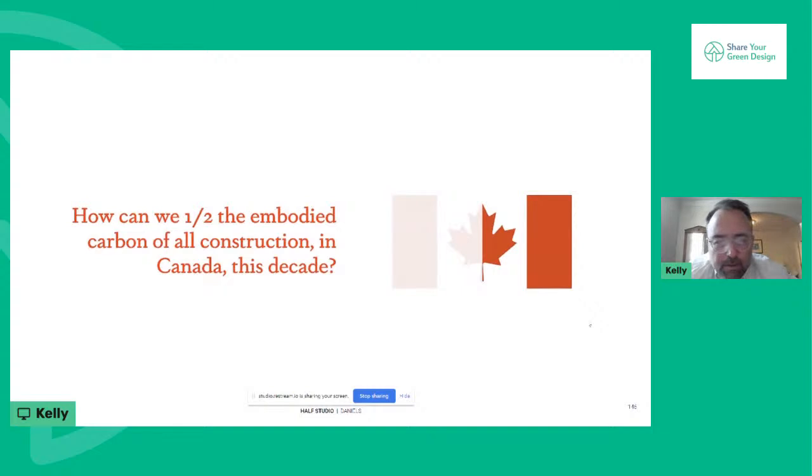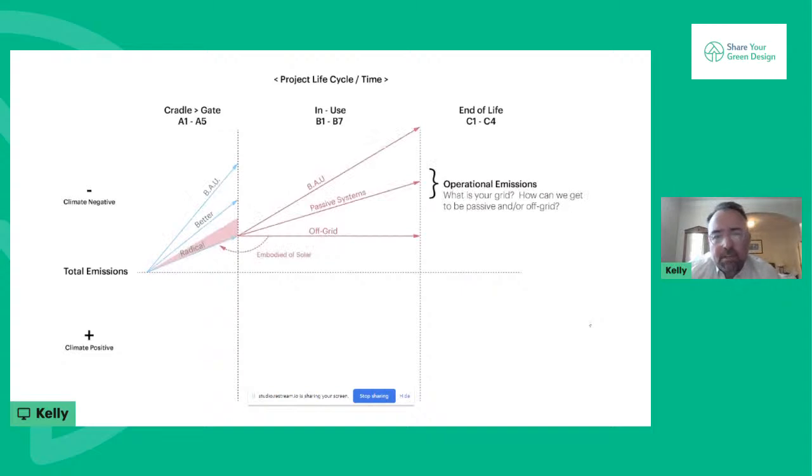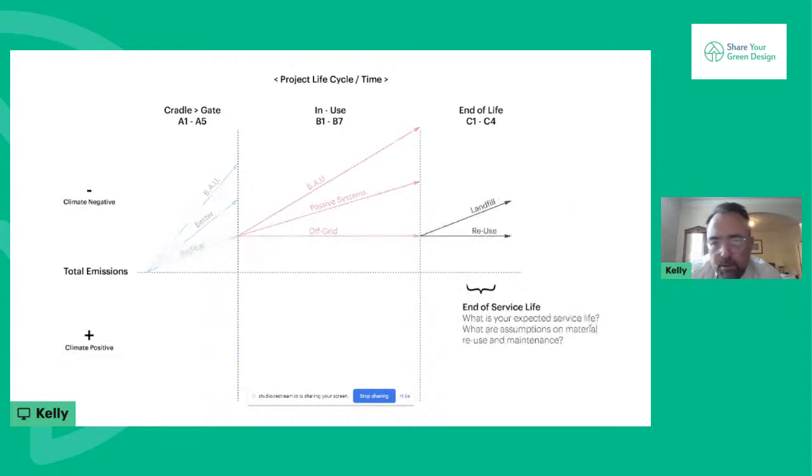And you replace that flag with any nation in the world. And this is kind of to wrap up how to do this, in my mind: we have to take these into account. We can't just do business as usual. We have to figure out how to get radical. We need to think about the use of our projects in different ways and get them fully passive and off grid as much as possible.